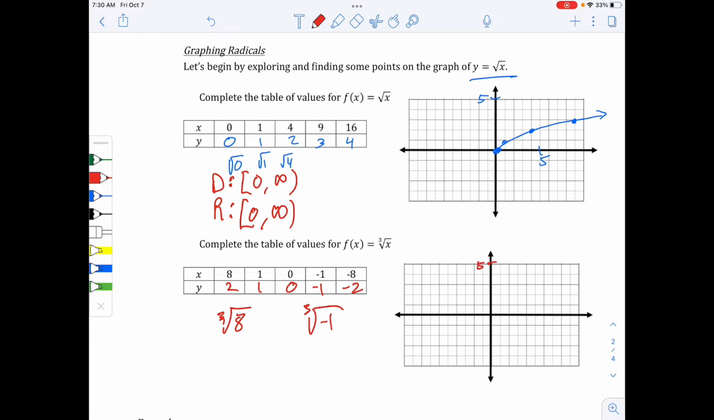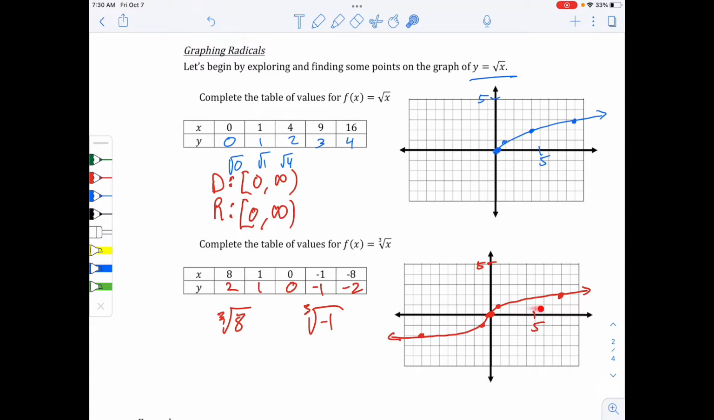And we can plot those points. Put some numbers here on our axes for scale. 0, 0, 1, 1, and 8, 2. So we get a similar curve, but notice it's not as high or not as tall as this blue one above. Negative 1, and negative 8, negative 2. And there's our graph.